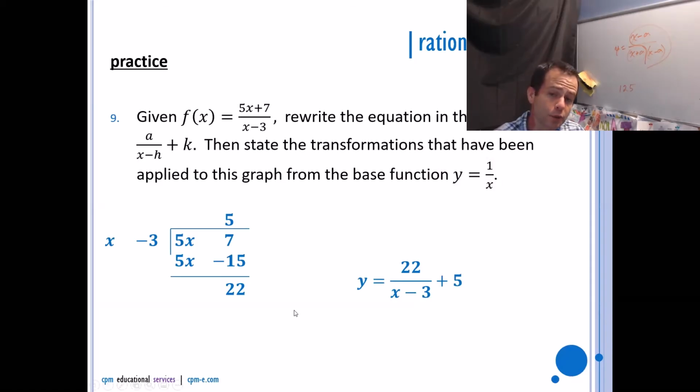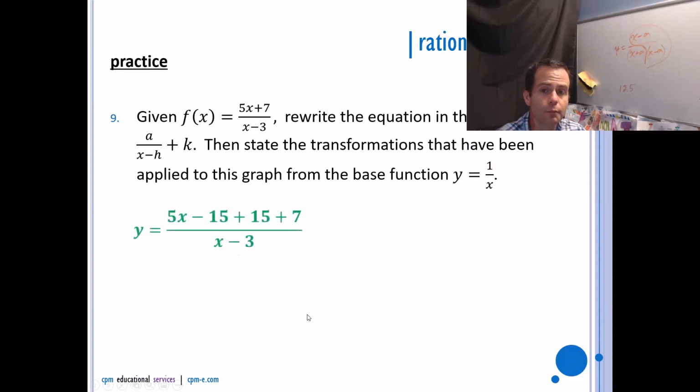Door number 2, if you don't like that, what we do is we want to create an x minus 3. Because I have an x minus 3 on the bottom, I want to create an x minus 3 on the top. And I know that I have a 5x. So I know that if I introduced a negative 15, then I could factor that 5 out and I'd be left with 5 times x minus 3.